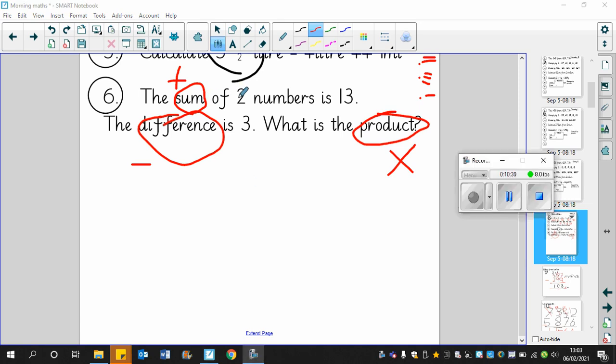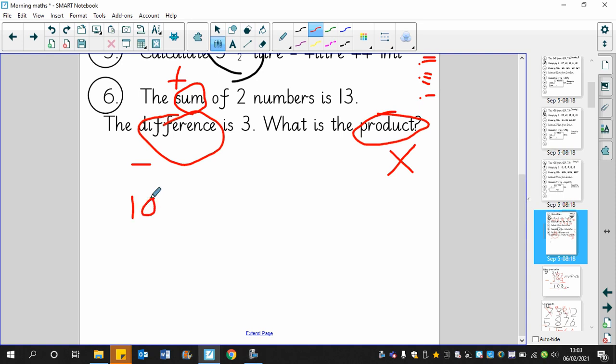The sum of two numbers is 13, so therefore we could have 10 and 3. Okay, sum means you add them up. 10 and 3 is 13. Or we could have, let's go to say 8. 8 and 5 is 13. Or 7 and 6 is 13. I missed one out. I could have had 9 and 4 is 13. I could have 11 and 2. 11 and 2 are 13.